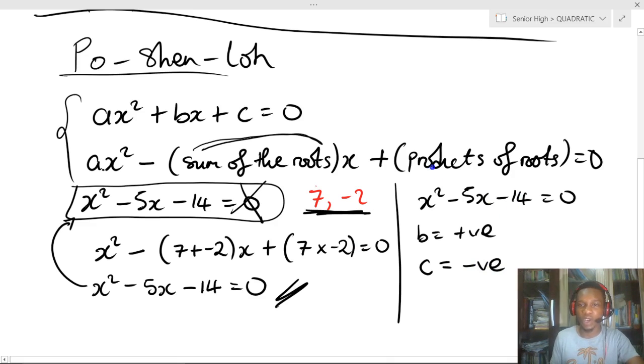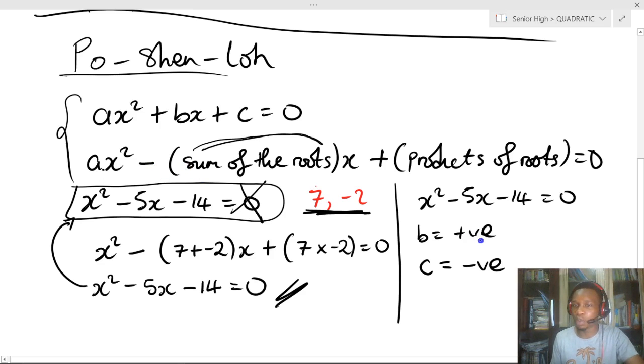Because why? Because we have just the plus outside, and we know that the product of the roots, for it to be able to give us this minus 14, the product has to be what? Negative. Because if it is negative, minus 14 times plus will still give us minus 14. But if we took our b as negative, and we say that minus 5 multiplying minus, we'll be having what? Plus. It will cancel out.